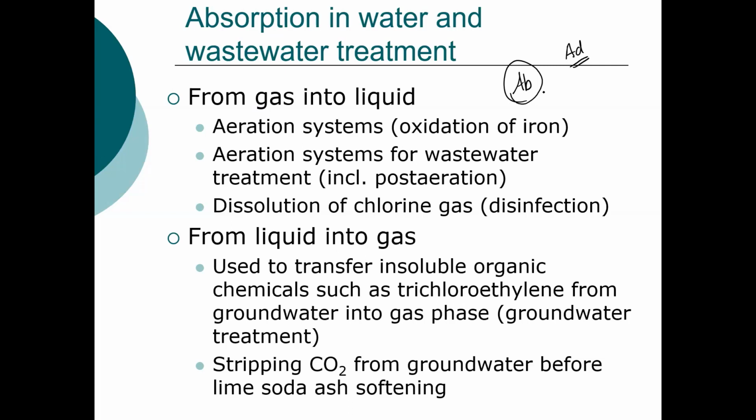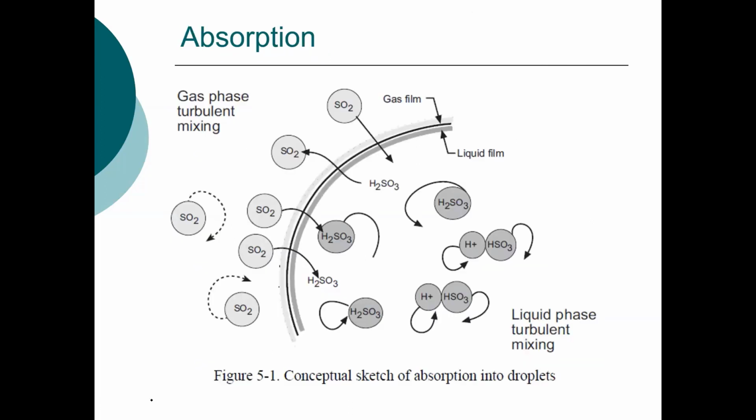And we can strip CO2 from groundwater. We mentioned this when we looked at lime soda ash softening, how that first reaction in the lime soda ash softening is the neutralization of the CO2. Well, that consumes lime, produces calcium carbonate sludge, and we want to minimize both the cost of chemicals and the cost of treatment and disposal of the residual. So we can strip that CO2. And we'll look at an example like that today.